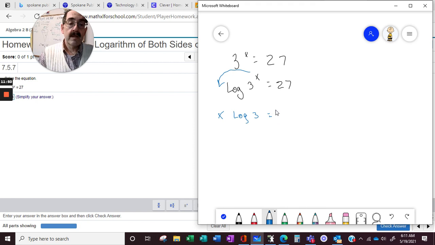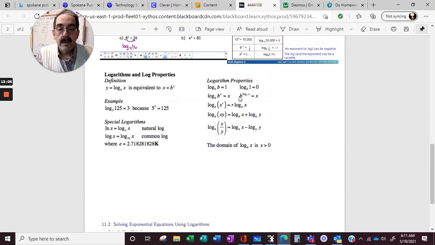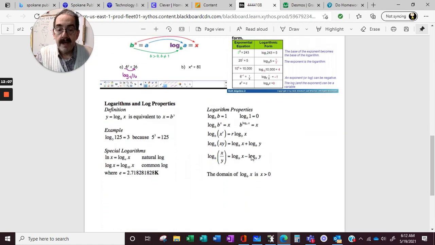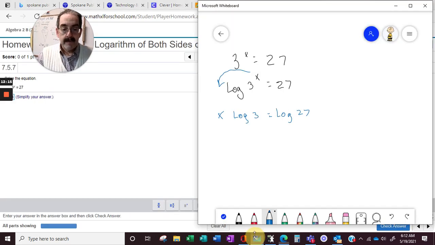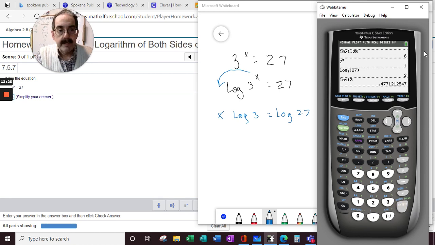Log 3 to the x equals log of 27. This is the rule you have to memorize. And you can see our cheat sheet here to help you with that. Otherwise, just come visit me and we'll do it. Now when we take the log of 3, it's just a number. Just go to your calculator, log 3. Just a number, no big deal.